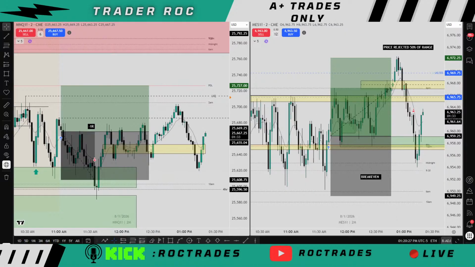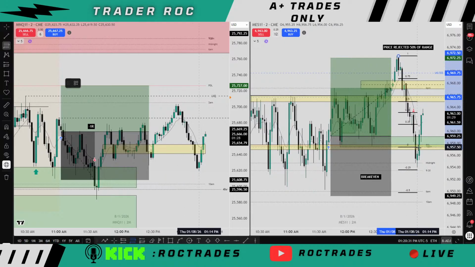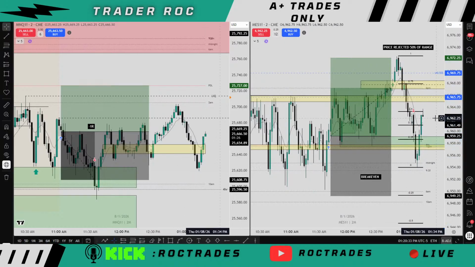Where's the 50% of this range right here? I'll catch you guys tomorrow. Same time. Yeah, 50% of this starting to reject. It's probably going to dump off of it. It's crazy. All right, yeah. You guys take care.